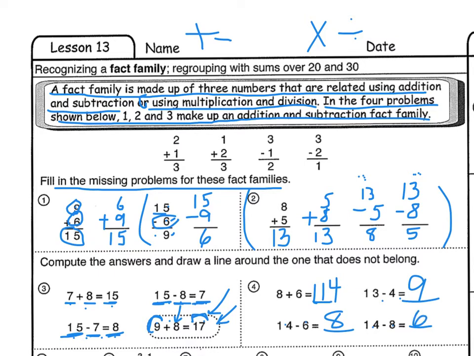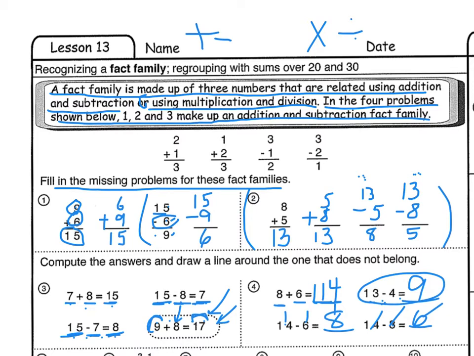Now, what I notice is that 6, 8, and 14 are in this one, in that one, and in that one. This one has no 6 or 8 in it. It doesn't have any of the same numbers. It's got 13, 4, and 9. None of those numbers are the same as in the other three problems.